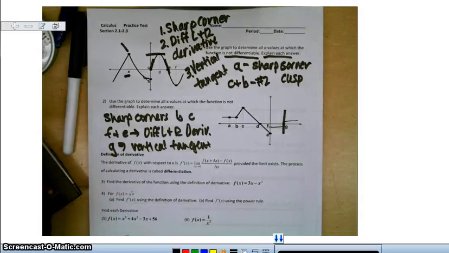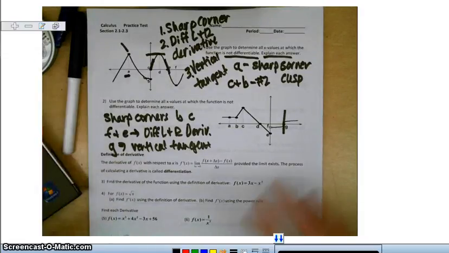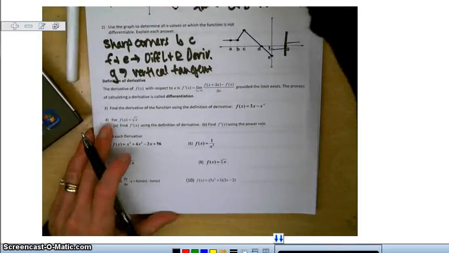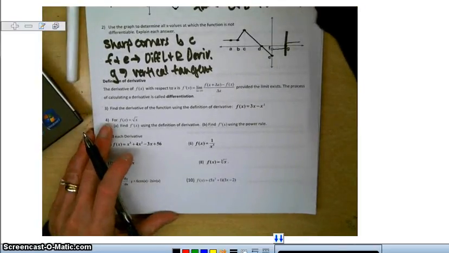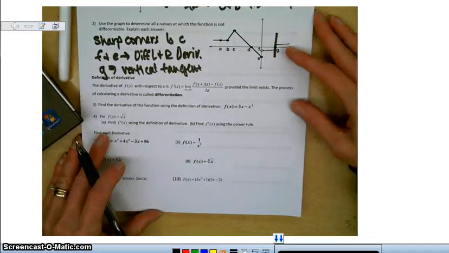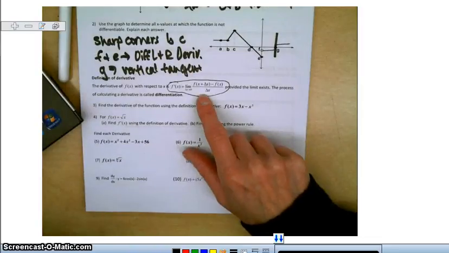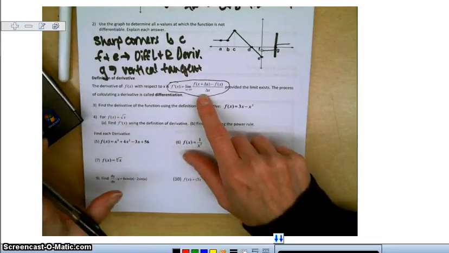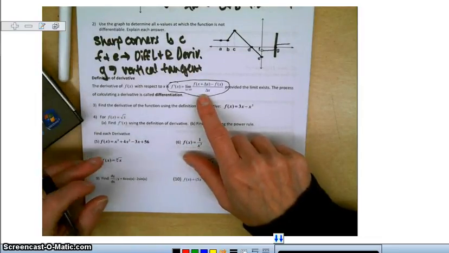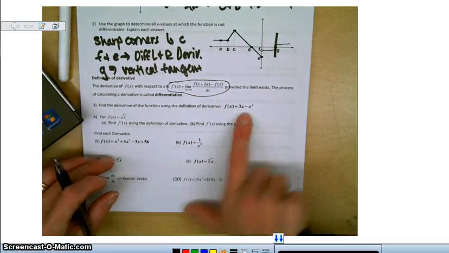All right, so now we're on numbers 3 and 4, and they're asking to use the definition of the derivative. On the actual test, you won't actually be asked to use the definition of the derivative, but you do need to be able to recognize the definition of the derivative. The definition of the derivative, we've already had a short little quiz on. This is the definition of the derivative. This is how you found the derivative to start. Okay, and then we learned the shortcuts. So I'm just going to go over using the definition of the derivative on numbers 3 and 4.